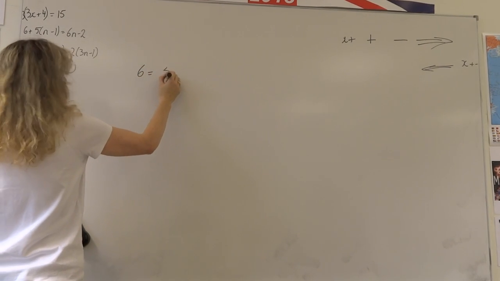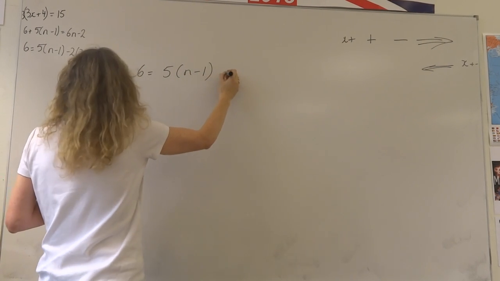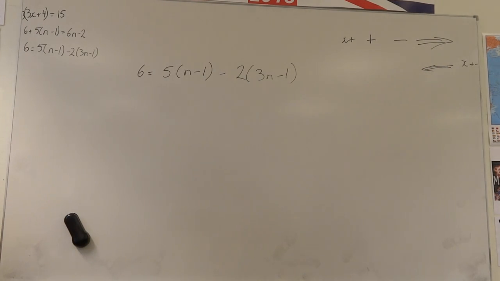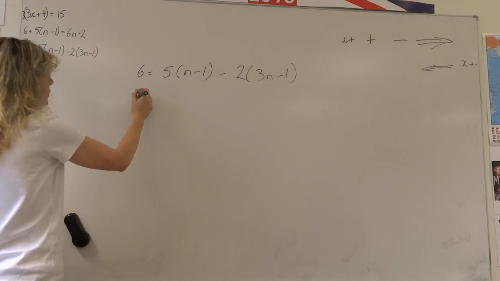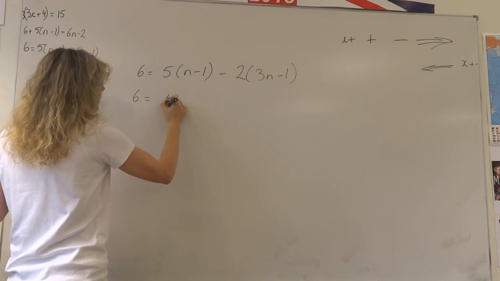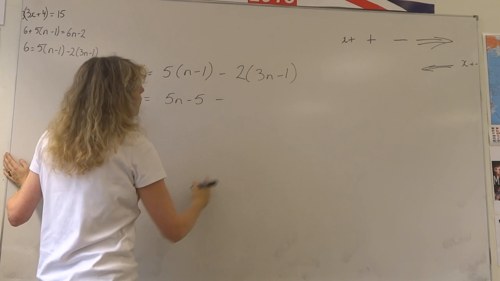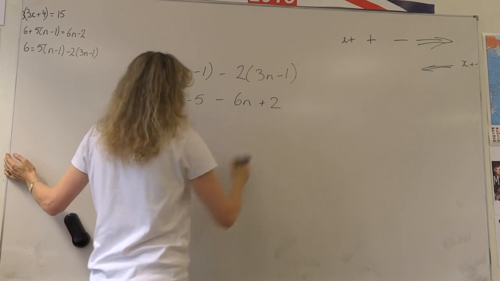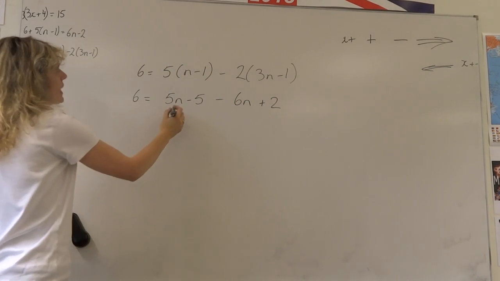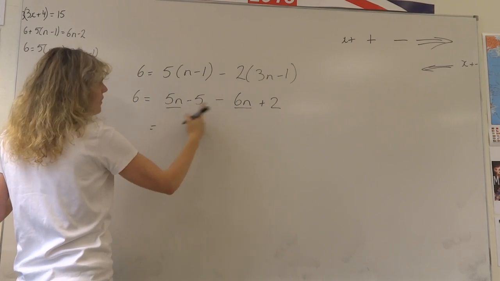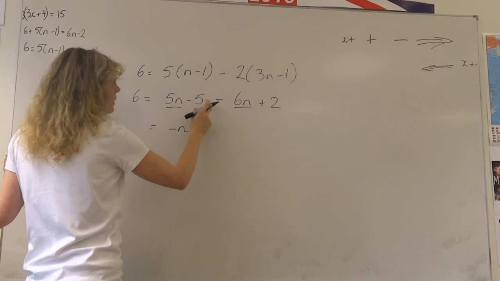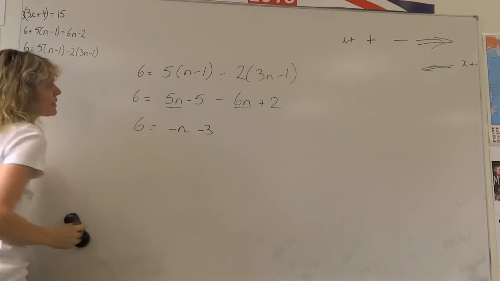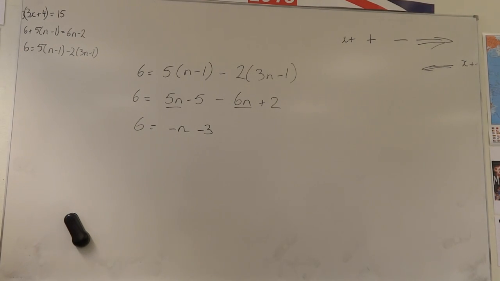6 equals 5 lots of n minus 1 minus 2 lots of 3n minus 1. First thing we have to do is get rid of all the brackets. So we get 6 equals 5n minus 5 minus 2 times 3n is 6n. Minus 2 times minus 1 is plus 2. Collect all our n's together. We have 5n minus 6n giving us minus n. Minus 5 plus 2 giving us minus 3. So we get 6 equals minus n minus 3.